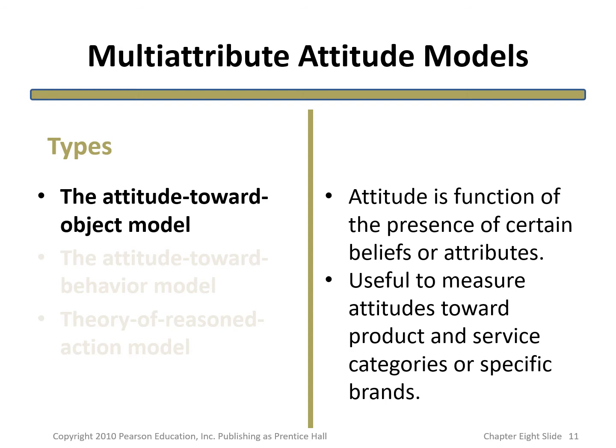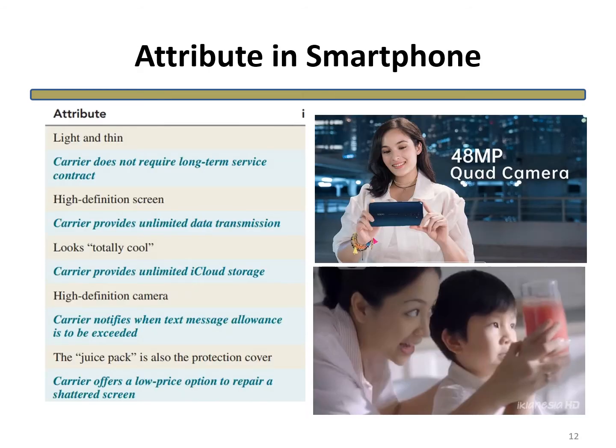In the attitude toward object model, we're talking about some attributes that we believe will finally lead us to like or dislike any kind of object or specific sub-object. This is an example of how attributes in a smartphone will finally help us to have a positive attitude toward a specific or particular brand of smartphone.